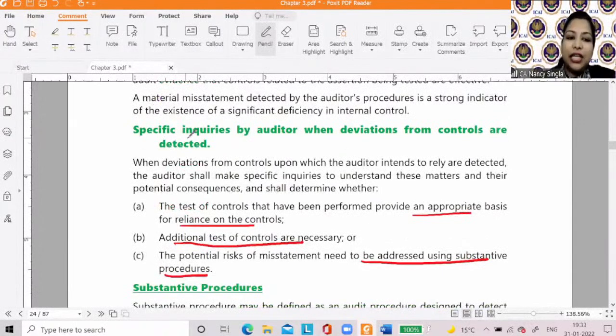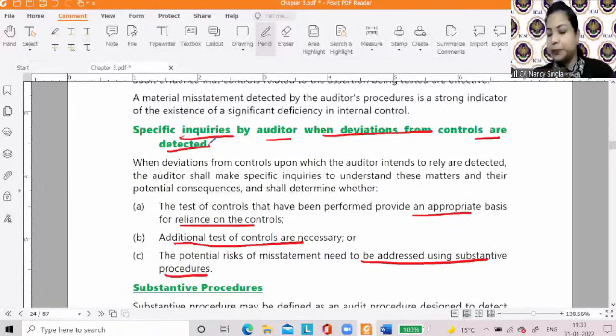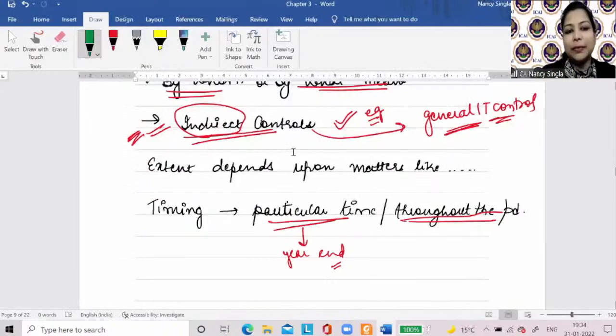That what specific inquiries by the auditor are required when deviations from control are detected. Deviations hain, theek hai. Phir kya karna hai? First of all, to see whether your test of control, whatever you have done so far, is appropriate and provides an appropriate basis for reliance on control. Secondly, decide whether additional test of controls are to be performed, and if the potential risk of material misstatement is there, whether it needs to be addressed by using what? Substantive procedures. And now we'll be discussing in detail what is meant by substantive procedures.